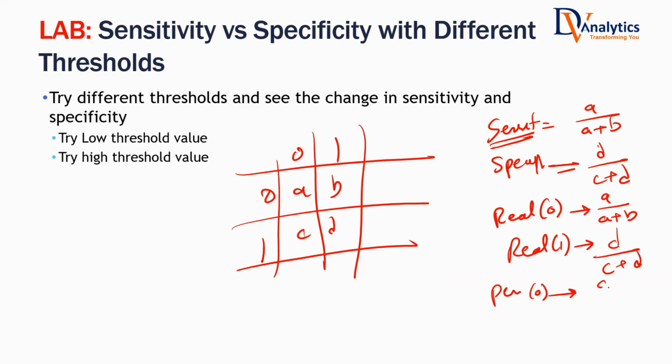Precision of class 0 is A divided by A plus C. Precision of class 1 is D divided by D plus C.